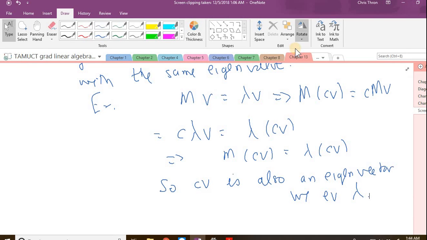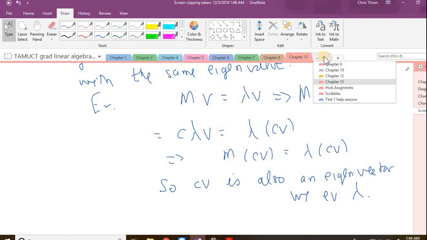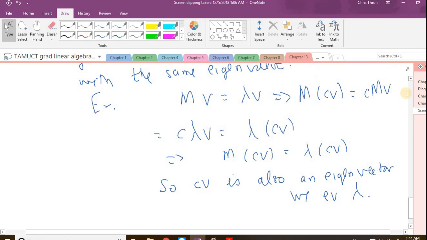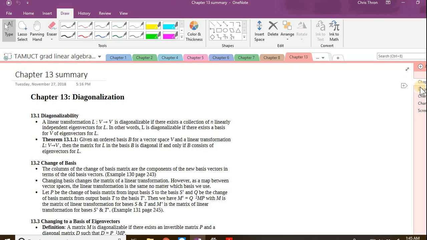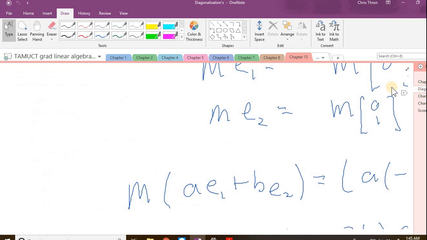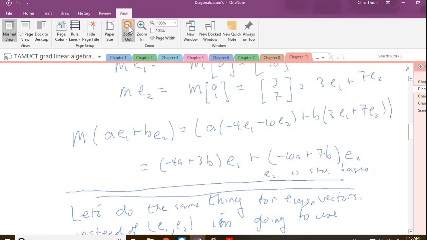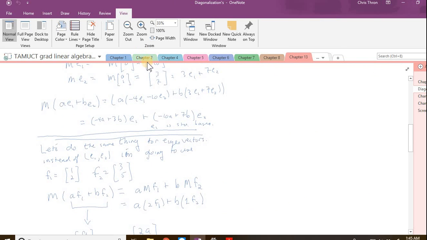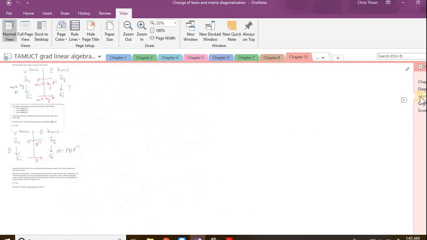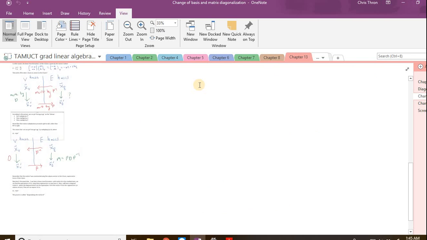So let's look at the OneNote. Where did I put that? Did I put that under chapter 13? I can't remember. I think I did. All right, there's the outline. Because I remember drawing that diagram, or I think maybe it's here. Okay, yeah, here, this looks like something.